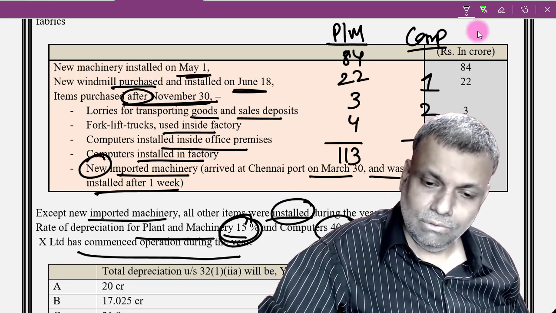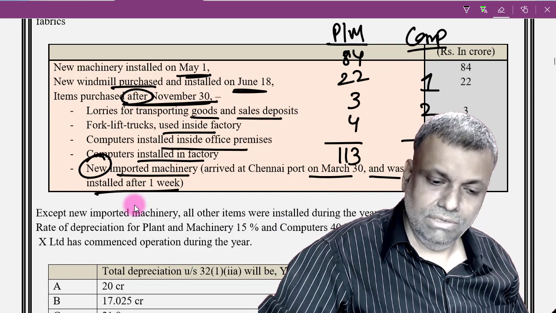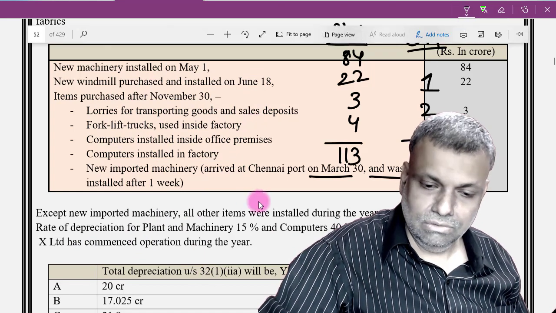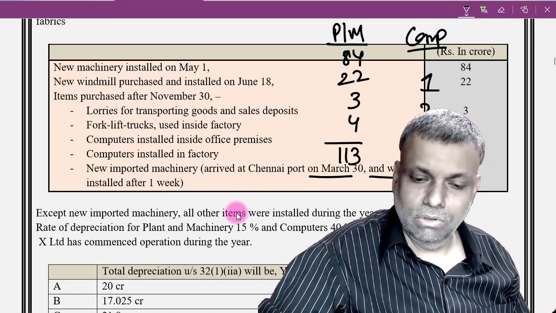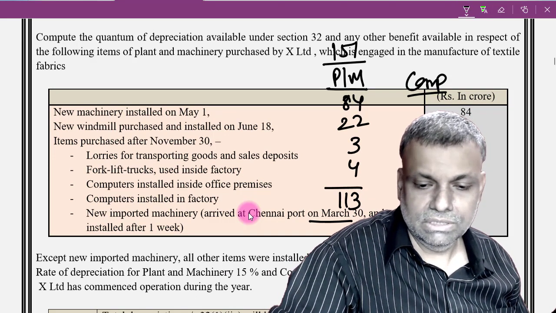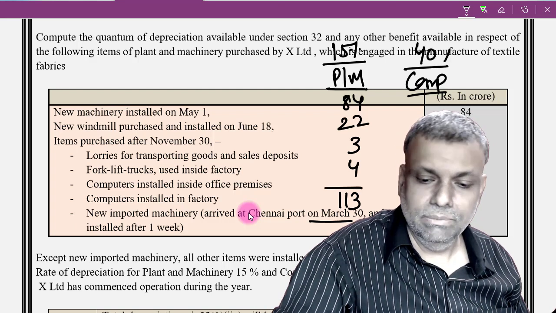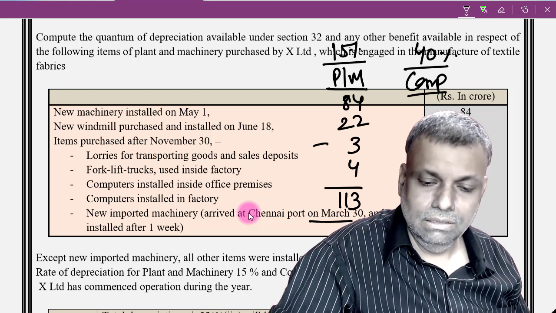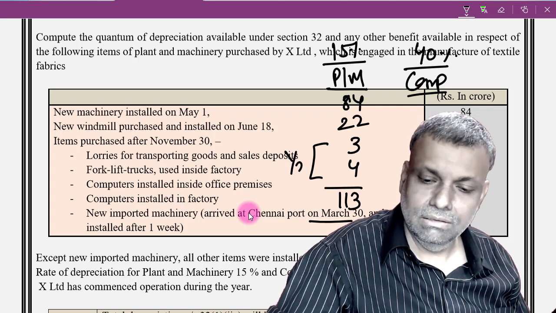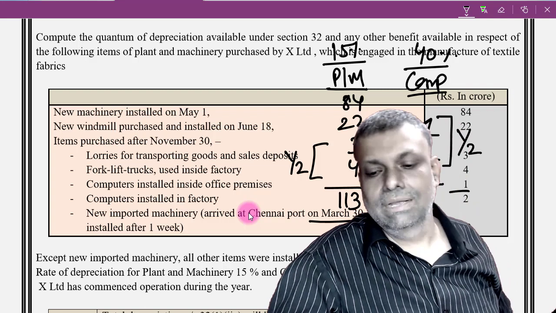Now you have to calculate the depreciation. Straight away you can start multiplying, start using your calculator. See, percentage you already know. Listen very carefully. Percentage you already know. This is 15% for plant and machinery and computer is 40%. It is clearly printed. You already know that these amounts are going to be eligible for half the rate, and computer, both of them is eligible for half the rate.